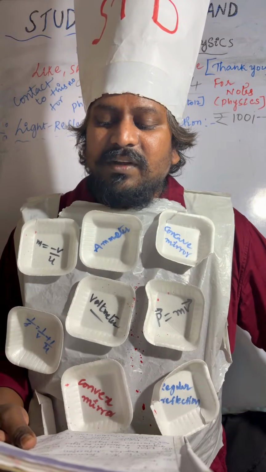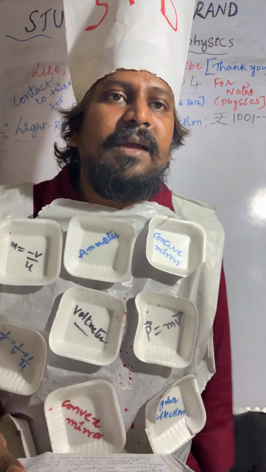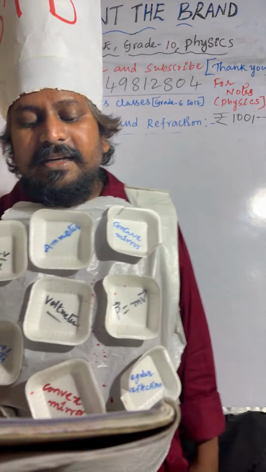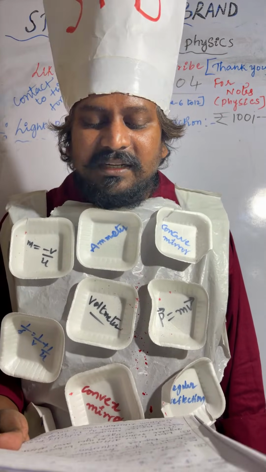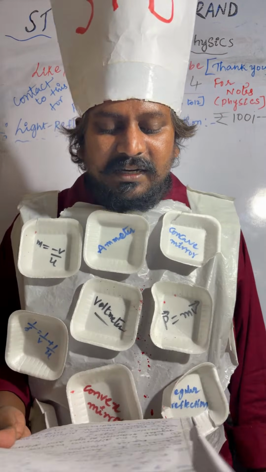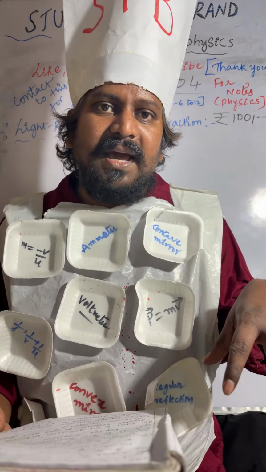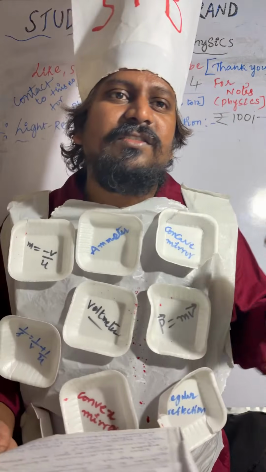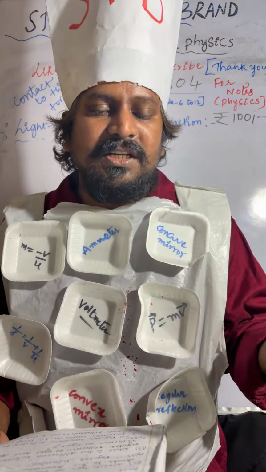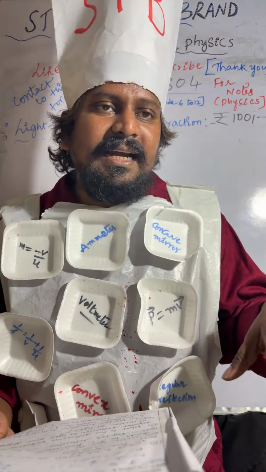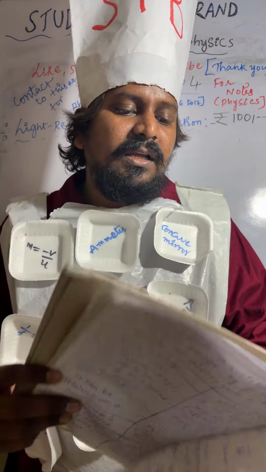Which type of reflection of light leads to the formation of images? Regular reflection. What is the difference between regular reflection of light and diffused reflection of light? In regular reflection, incident light rays are parallel and reflected light rays are also parallel to each other. In irregular reflection, incident light rays are parallel but reflected light rays are not parallel to each other. Okay.